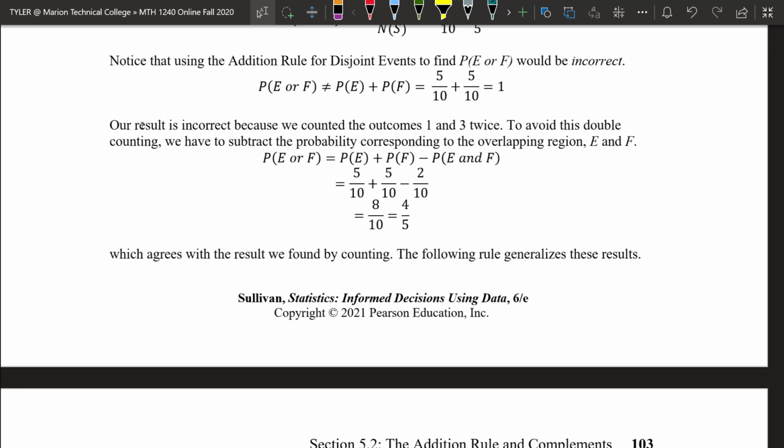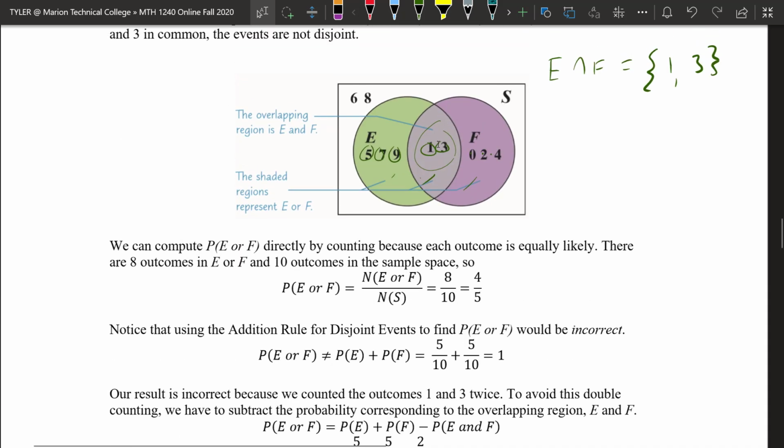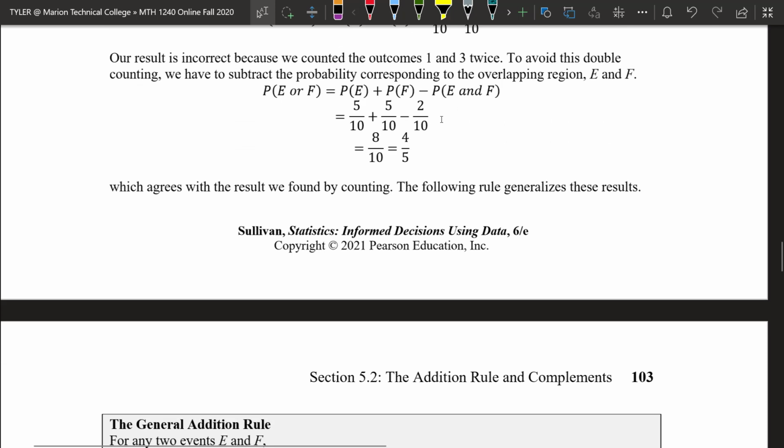To avoid this double counting, we have to subtract out the probability corresponding to the overlapping region, which is the intersection. So the probability of E or F is equal to the probability of E plus the probability of F minus the probability of E and F. That gets rid of the double counting. So you would have 5/10 plus 5/10 minus 2/10, and we get the 2/10 because there are 2 things in common, so the probability of E and F would be 2/10. If we combine those, we get 8/10, which equals 4/5, which agrees with our original result that we found just by counting.